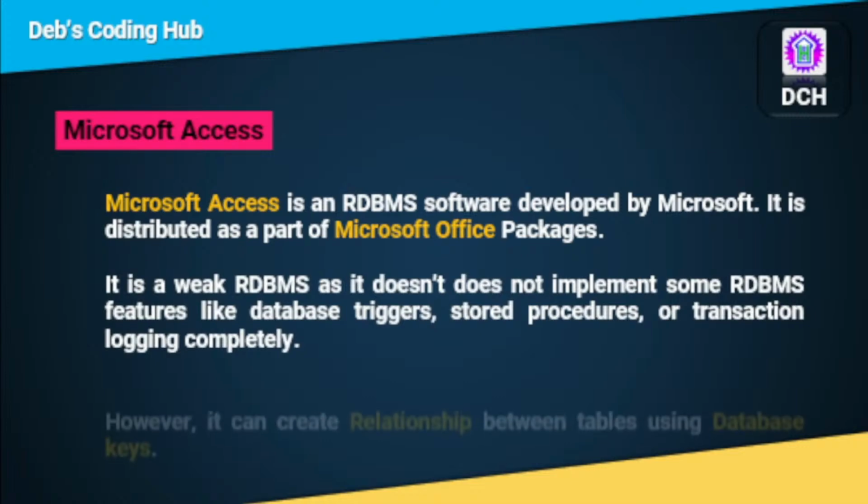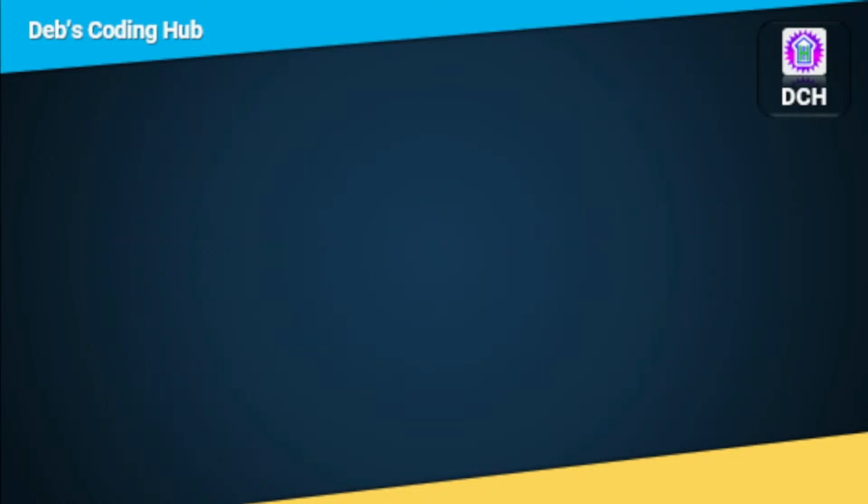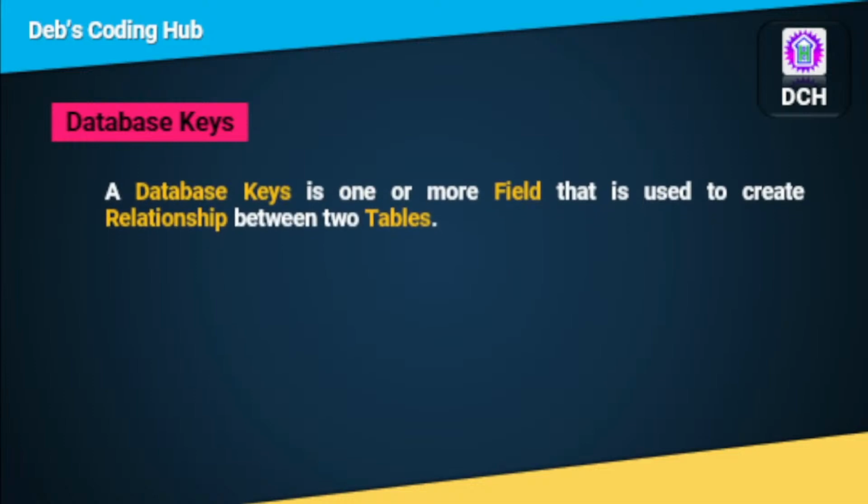So it is a weak RDBMS software. However, it can create a relationship between the tables in a particular database using database keys. So the basic thing, creating relationships between tables to fetch data from both tables, can be done in MS Access. Thus, it can be termed as an RDBMS. Though weak, it is an RDBMS software. Now let us go for the concept of database keys. What are database keys? A database key is one or more fields that is used to create a relationship between two tables. If I want to link two tables and fetch or manipulate data that are in two tables, I have to create a relationship. And this can be done by using database keys.